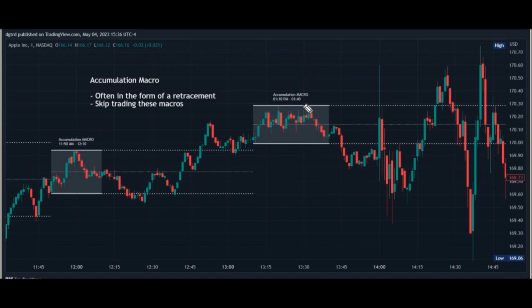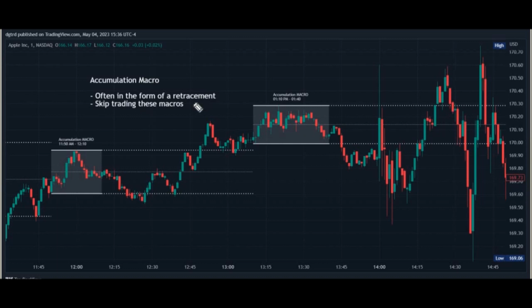Basically you can see on chart when we have accumulation, it tends to range. This is so evident. Often in the form of a retracement, so skip trading this macro. It's advisable to skip trading this accumulation because it is a form of retracement. That's what you're really supposed to understand about the types of macros that we see in this indicator, which are the manipulation macro, the expansion macro and the accumulation macro.